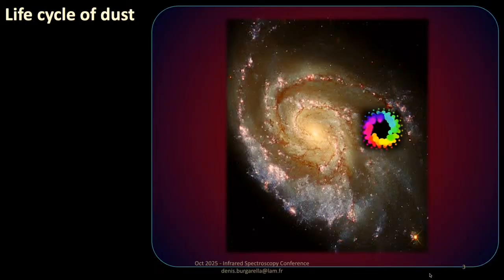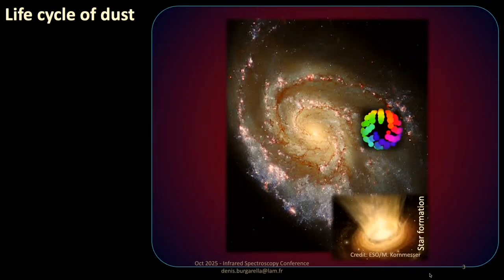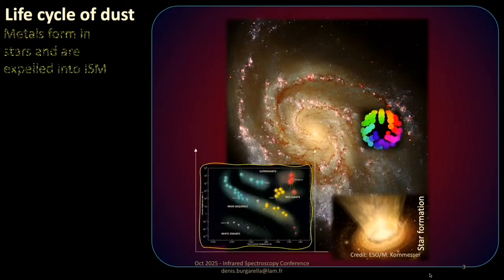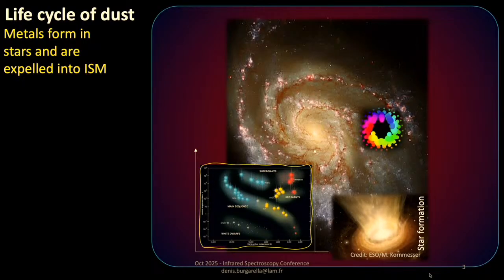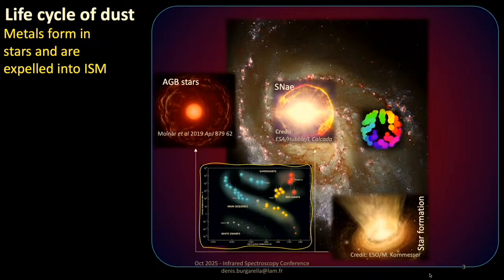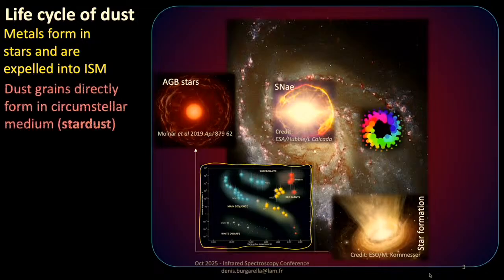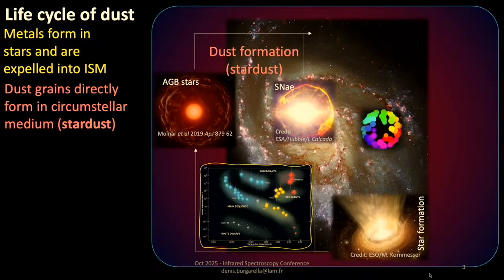So let's start at some point, for instance, star formation. So you start forming stars. And these stars, of course, evolve depending on their initial mass into various things. And here we are interested in two types of stars, AGB stars and, well, it's not really a star, but supernovae. So both of them can produce dust grains. And these dust grains are formed in the circumstellar medium. That's what I call stardust. So they form dust that goes into the interstellar medium.